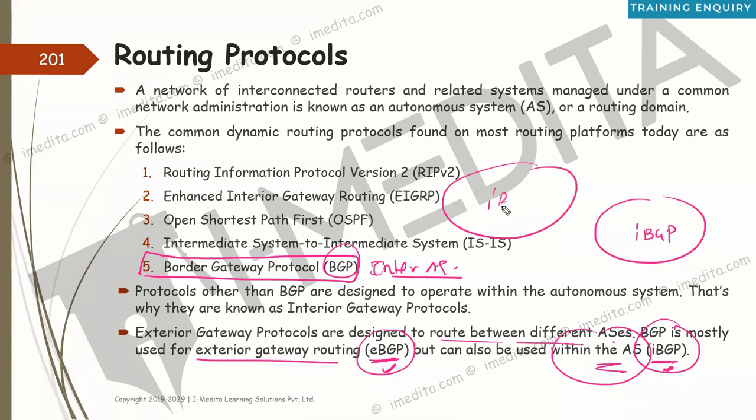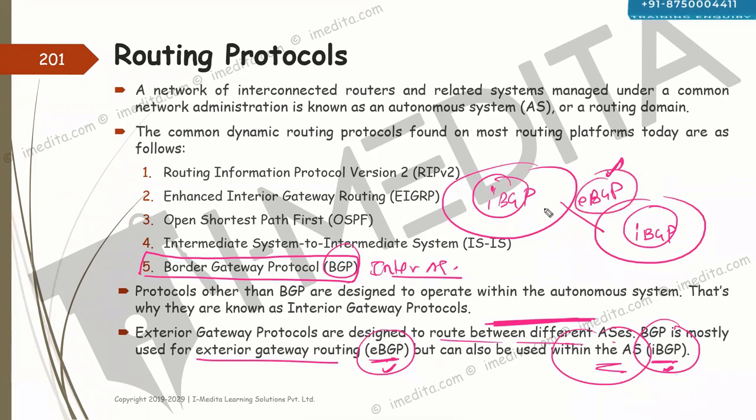Within the autonomous system we can use BGP, and in between the autonomous systems we can also use border gateway protocol. However, remember that border gateway protocol is designed to operate in between the autonomous systems. BGP is designed to operate as an inter-AS routing protocol, but we can also configure BGP within the same autonomous system. In between the autonomous systems, BGP will work perfectly. Within the autonomous system, it can also work. One is called iBGP and one is called eBGP, internal and external border gateway protocol.